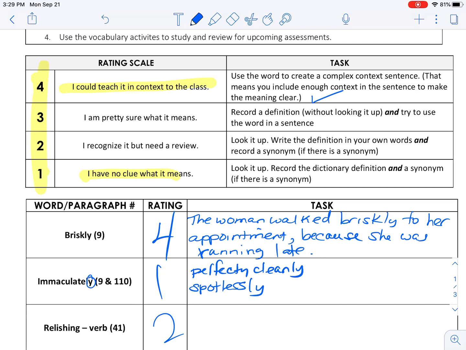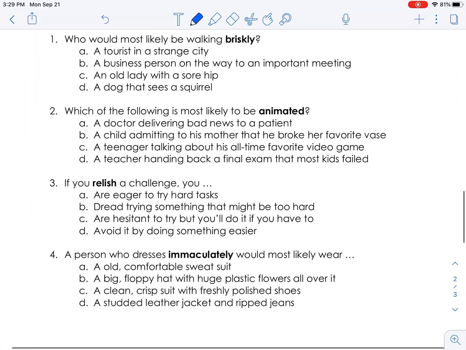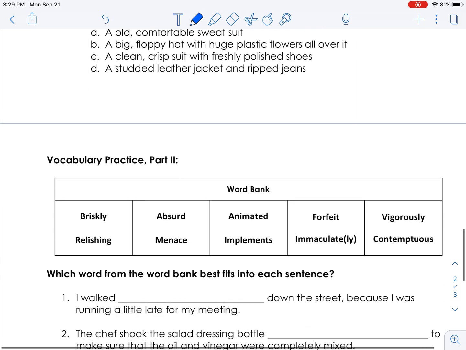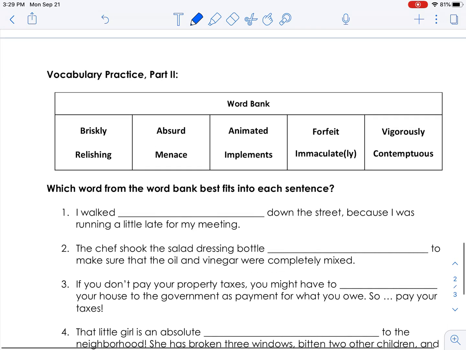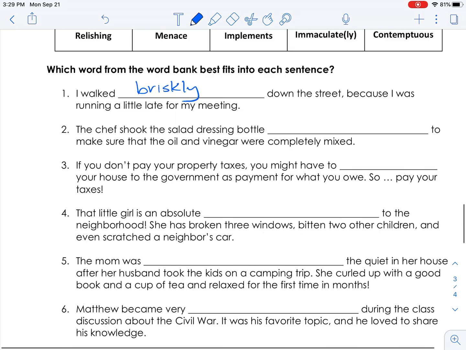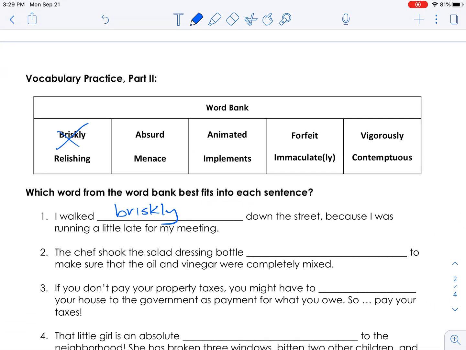So once I finish this, I'm going to go down and see that there's some practice. There are 4 multiple choice practices, and then we have some fill in the blank with a word bank. Oh, this looks familiar. I walked briskly down the street because I was running a little late for my meeting. That sentence sounds awfully familiar, and I can cross it off once I use it because there are 10 sentences and 10 words. So everything gets used one time in part 2. So that's it. That's vocab.